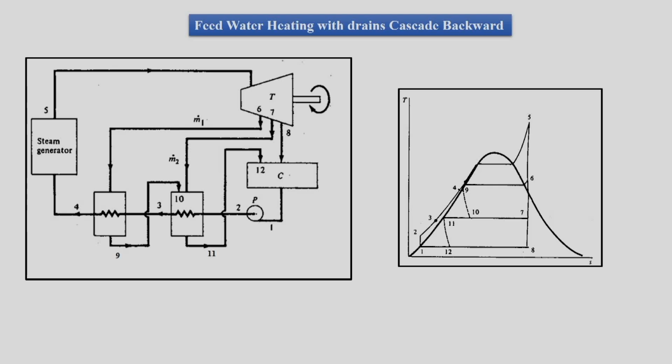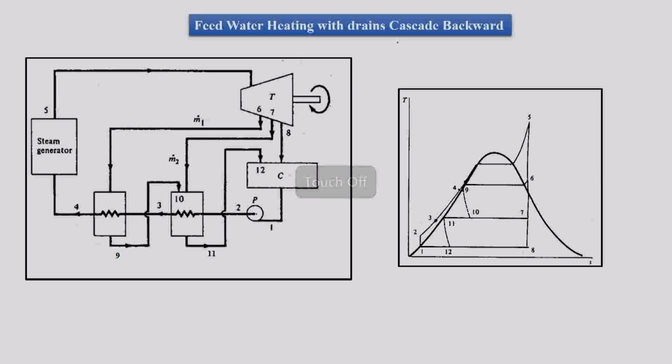In the previous case, the type we had seen is called drain cascade backward. Here backward means low pressure. So, we are taking some bleed at state 6 of mass m1, then we are taking bleed of mass m2. This bleed is losing enthalpy or energy due to heat transfer, and it is coming to state 9 from 6, and then from 9 it is sent back to the low pressure.